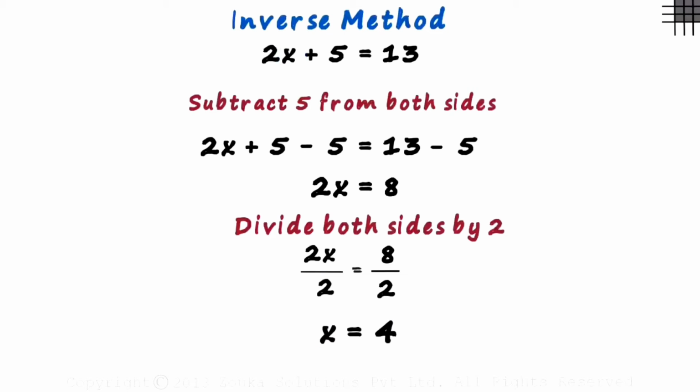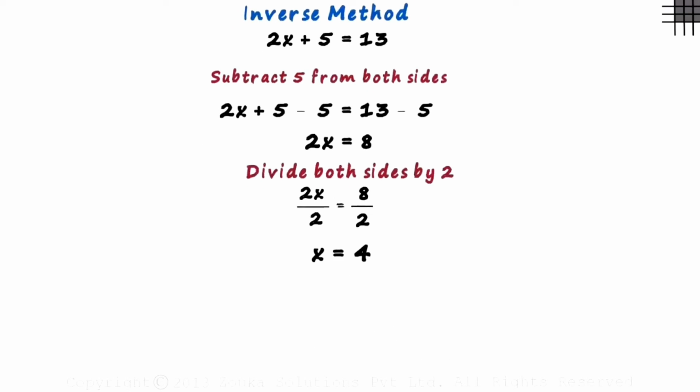Let's review this method quickly. Our aim was to have only the variable on the left-hand side. So we first eliminated 5 by subtracting 5 from both sides. And then we eliminated 2 by dividing both sides by 2, which gave us the value of x as 4.